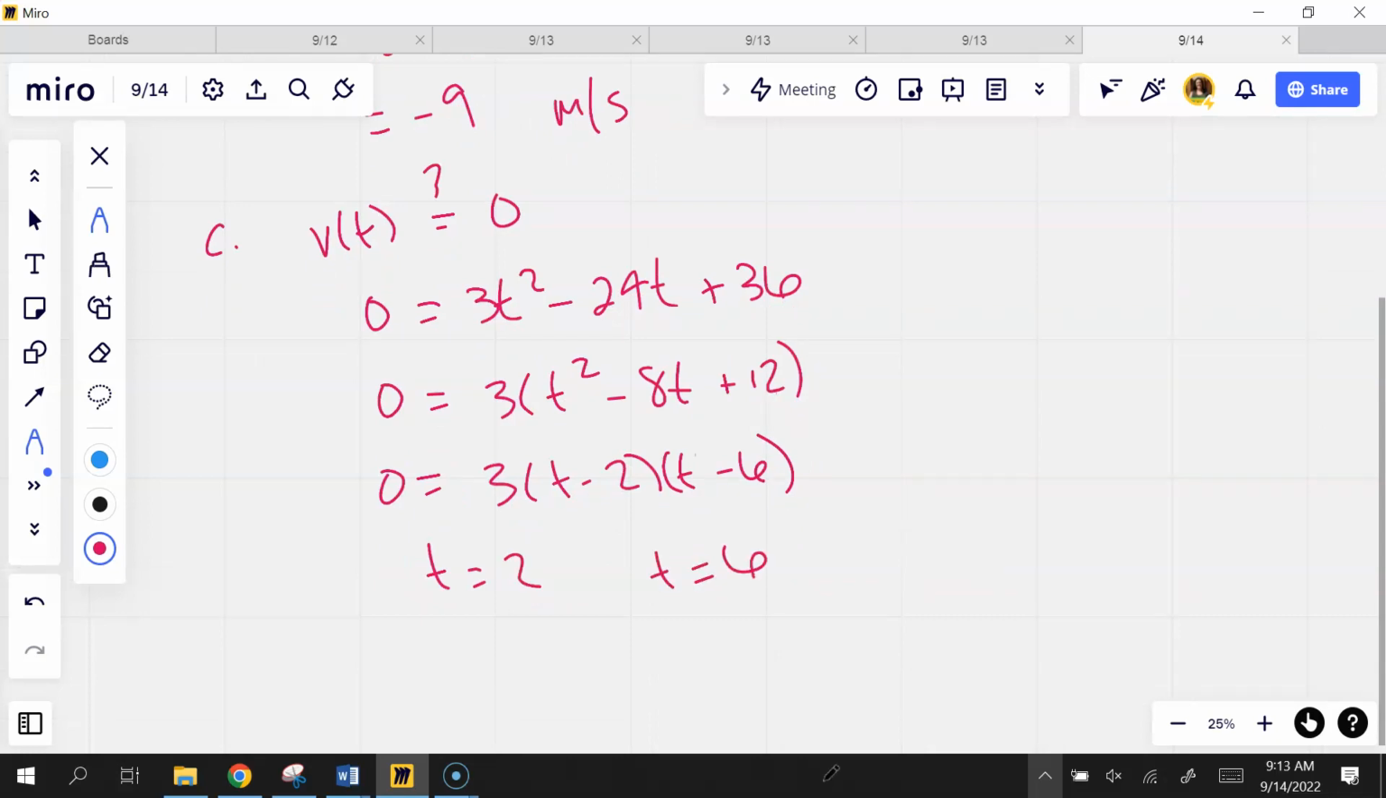Does it make sense to you that I'm at rest twice, right? I don't know if I'm changing direction or if I'm just stopping to rest, but either way, I am resting at that point.